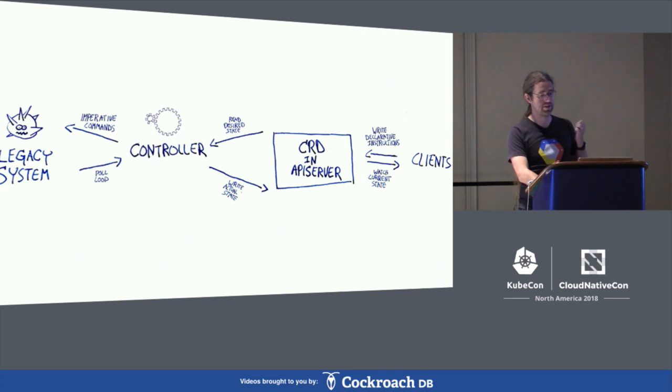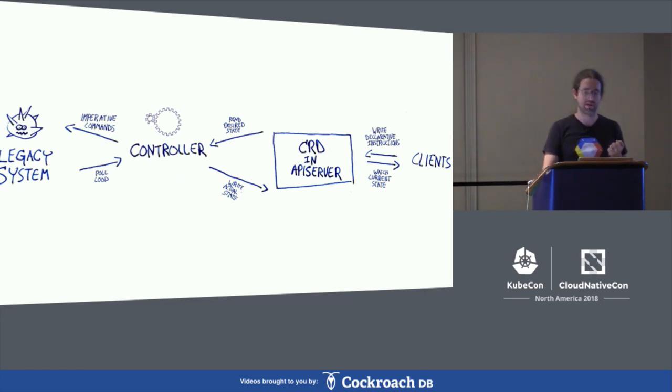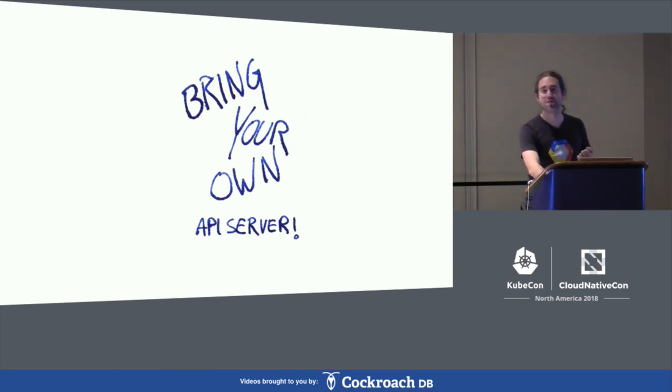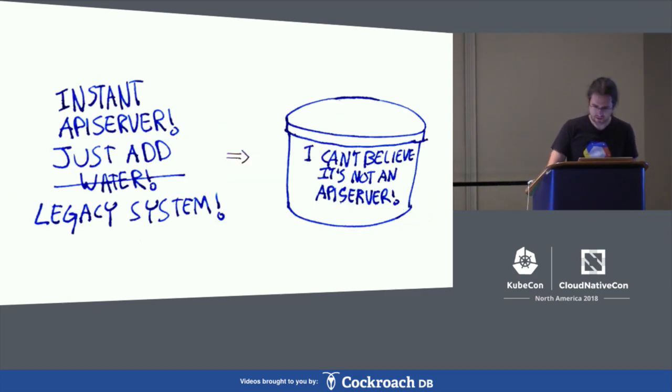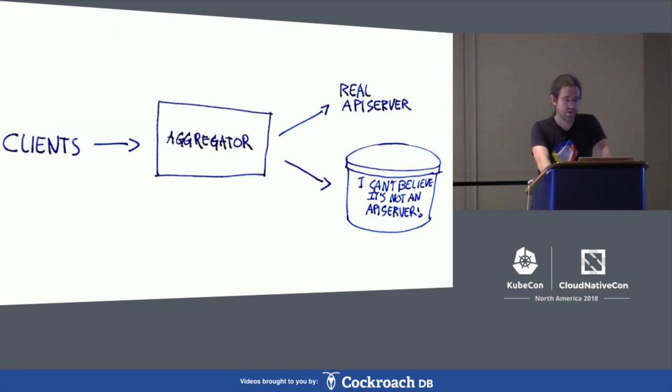I think it's actually one of the better stories for this because you can just write your controller separately. You don't have to recompile anything about the API server. So I recommend this. However, I've had multiple people request to bring their own API server. I can't recommend this, but people want to do it. What does it take to hook up your API server as a source of truth? Basically, the design looks like this. You've got the aggregator, you make an API service, and you've got some sort of shim between your legacy system and the aggregator.